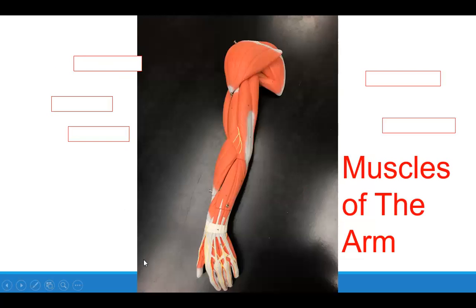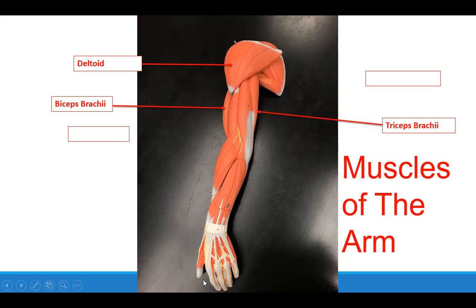Now, let's take a look at the muscles of the arm. The first muscle we see here is one that we're all familiar with. This is the deltoid muscle. This is the one we get injections in right there. Covers our shoulder. This is the deltoid muscle. Here we have the biceps brachii, the large muscle on the surface, the anterior surface of our arm. Here we have the triceps brachii on the inferior surface, the large muscle underneath.